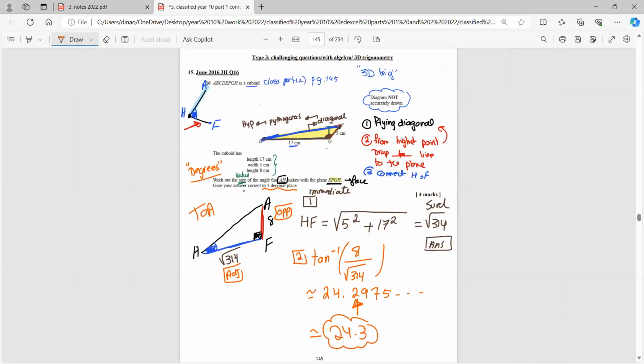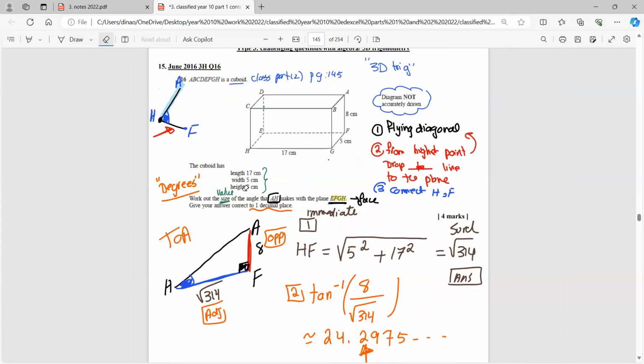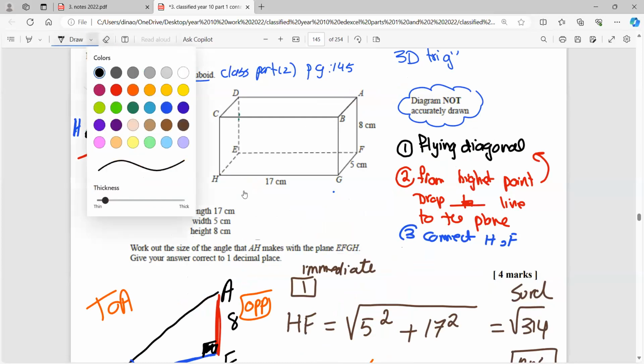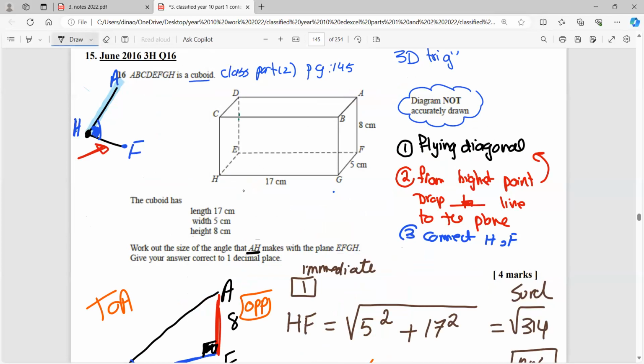Okay, so let me go through the construction again, because if you know how to construct your triangle and where is your angle, then the rest will be super easy for you. But again, it depends on your trig skills. So let's go through the question super quick and summarize what we did over here so that you understand how do we do the construction. Now, the question says, find the angle between AH and the plane. A plane is another word for a face. Now let's look for these two letters.